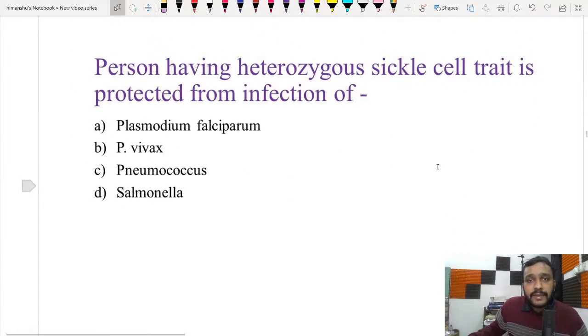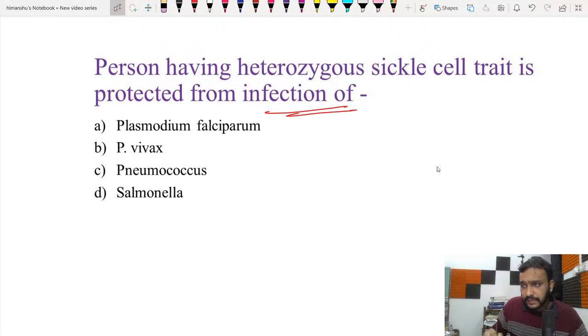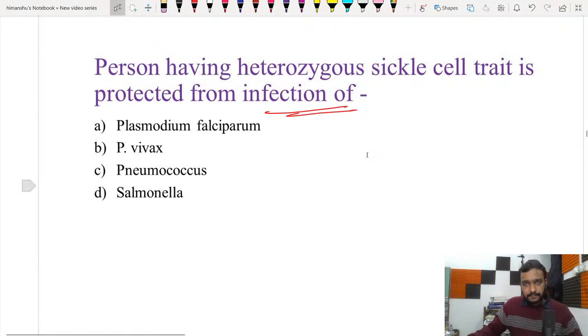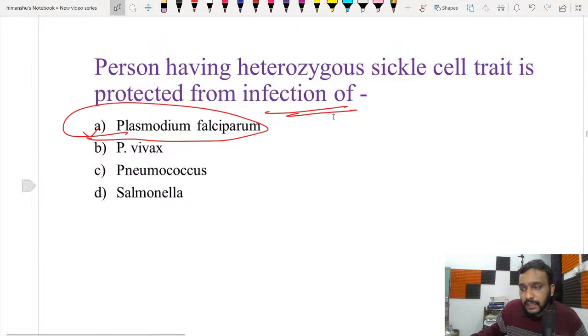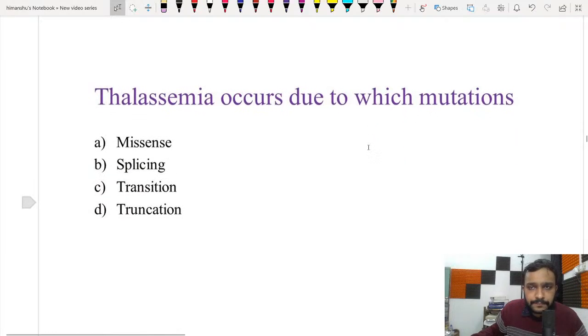Persons having heterozygous sickle cell trait are protected from infection of Plasmodium falciparum. Very good, everyone.